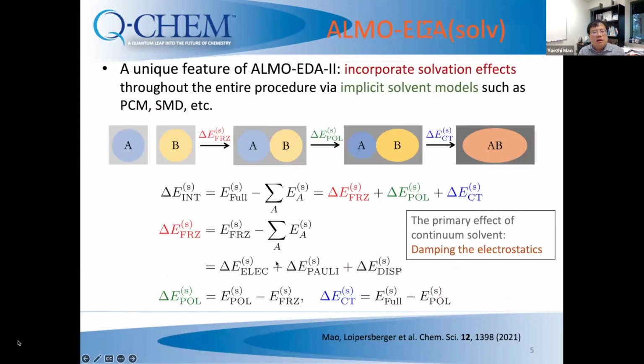Okay, and this is another important extension of the second generation ALMO-EDA, because the majority of chemical processes people care about happen in a condensed phase environment, in solution. So we developed this method called ALMO-EDA solve. Basically, we just allow the ALMO-EDA calculation to be performed with an implicit solvent model like PCM or SMD. And typically, the primary effect of the solvation is the damping of the electrostatics. So you will find some quantitative difference in the interaction and also the components.